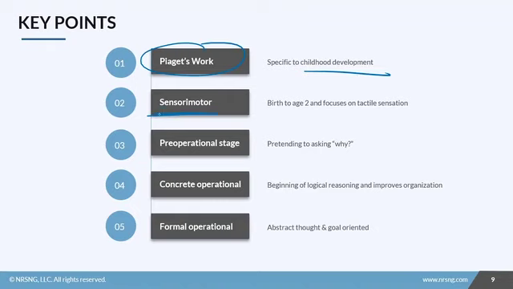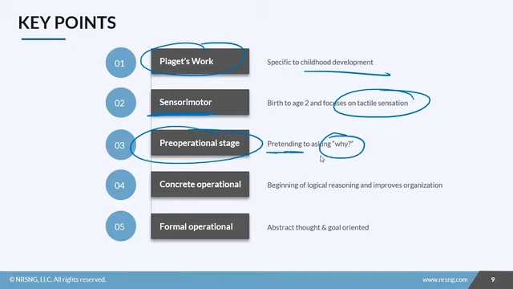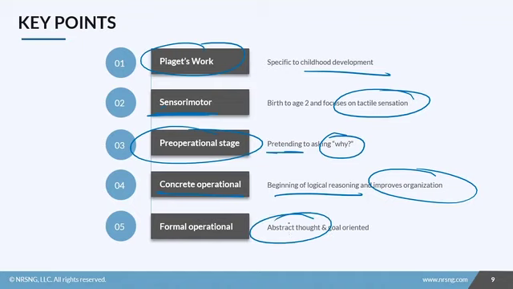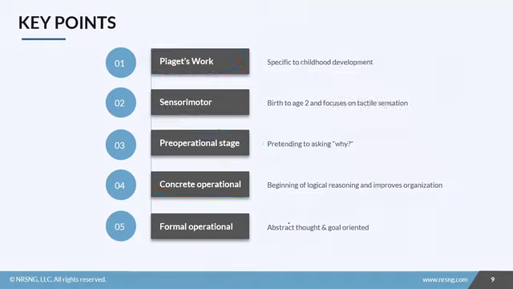In the sensorimotor phase, your patients under the age of 2 will use tactile sensation and reactions to learn about the world around them. In the pre-operational stage, your patients are really going to focus on pretending and playing, and also they ask why, because they want to learn about everything. When you talk about the concrete operational stage, understand that your patient is going to begin using logical reasoning and to improve their organization. And finally, in the formal operational stage, this is where your patients are going to start to have abstract thought, and they're going to be goal-oriented, and they're really going to start to understand reasoning.